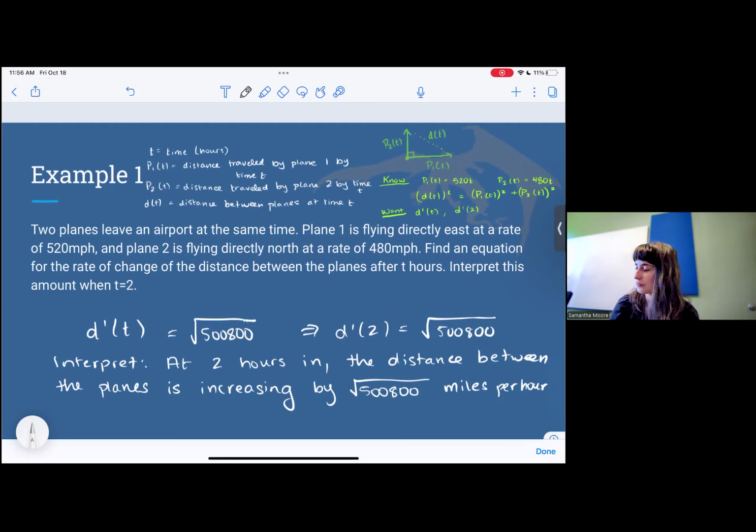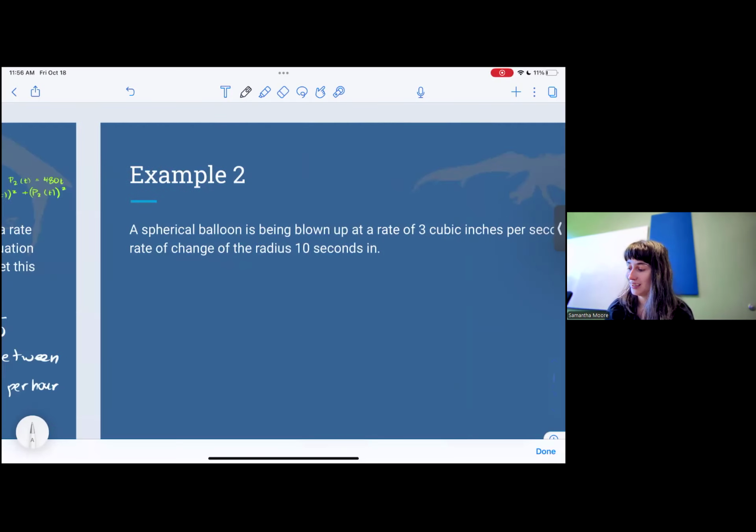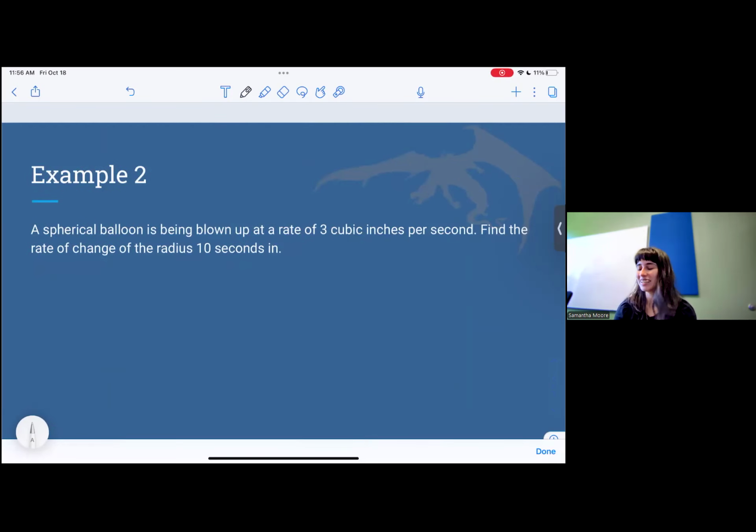All right, so next example, gonna do a similar sort of thing. We're told that a spherical balloon is being blown up at a rate of 3 cubic inches per second. Find the rate of change of the radius 10 seconds in.